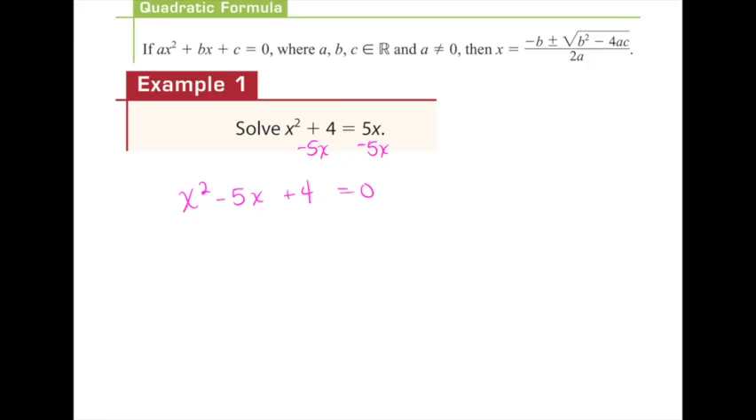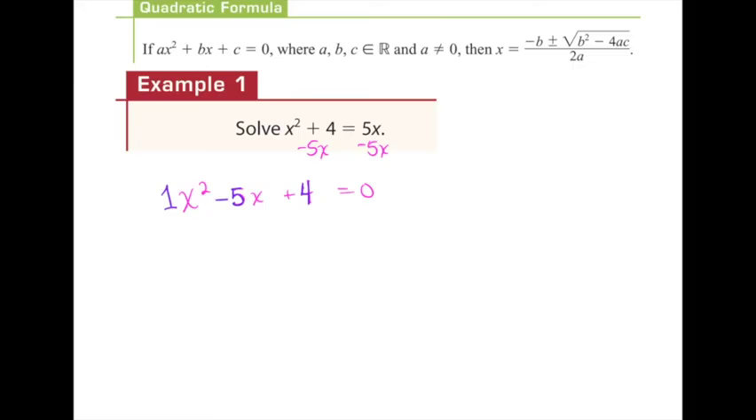So the a is the number in front of the x squared. The b, including the negative, is the number in front of the x. And the c is the constant. And that means if that is a negative, then you use a negative. If it's minus 4, you would say negative 4. All right, so you have to use the positives and negatives that are in front of the a, b, and c when you plug this in.